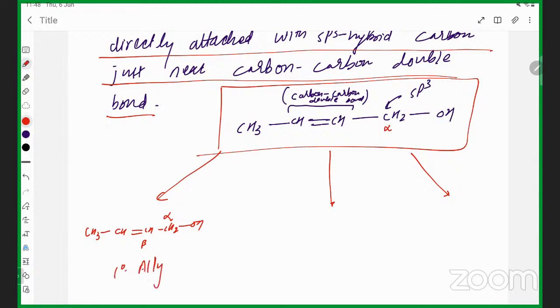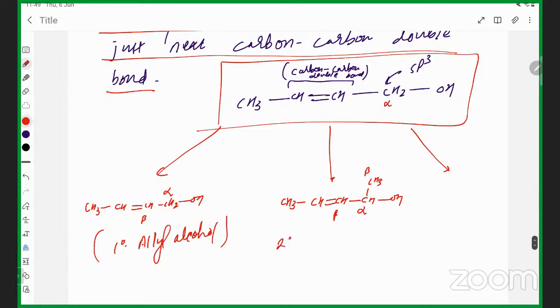1 degree allyl alcohol. Now another one you see, this one. If I change it so the alpha carbon is attached with 2 carbons, then what will happen? Here is CH3, this is H, here is OH. This is the alpha carbon, and the number of beta carbons you see is 2. So this is the 2 degree allyl alcohol.